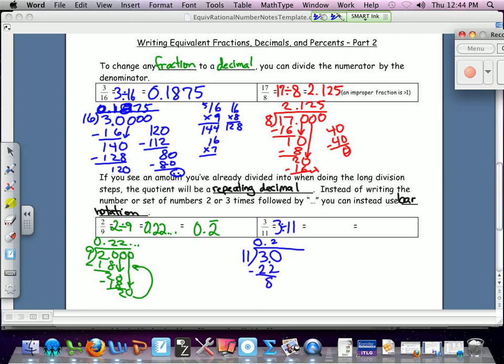8. And now we're going to go back to the auction. Okay, so now we got 8 as our difference. Since 8 is less than 11, we bring down another 0. And now how many times does 11 go into 80 without going over?